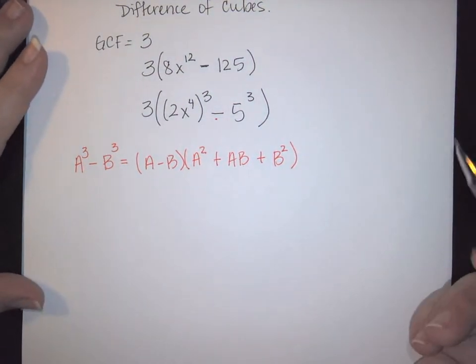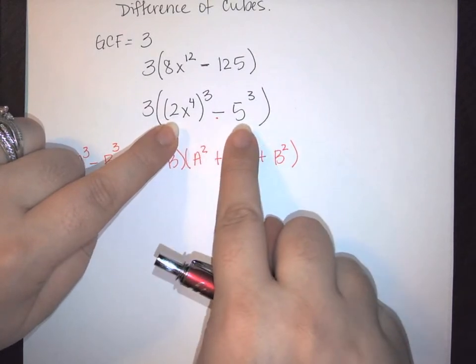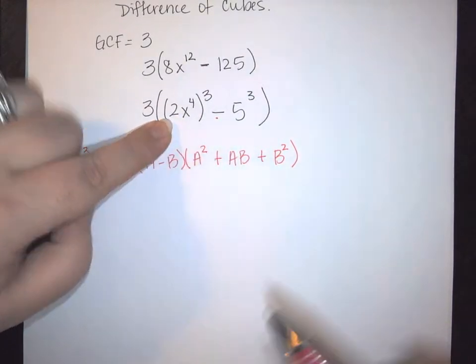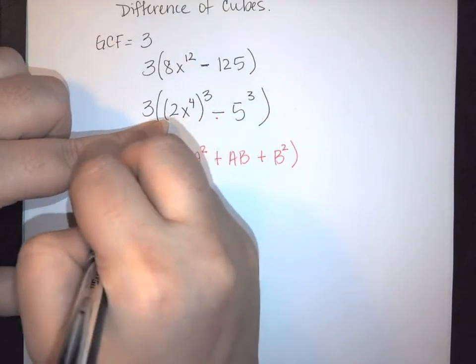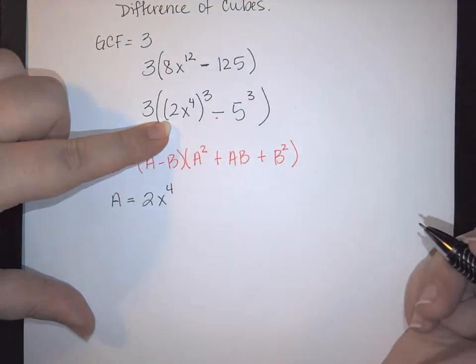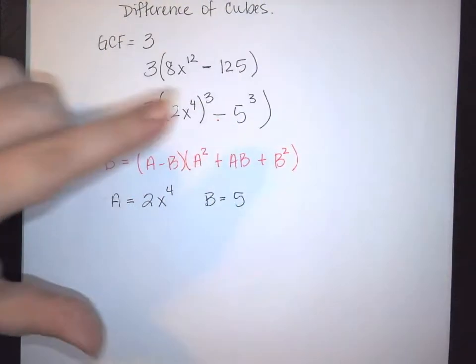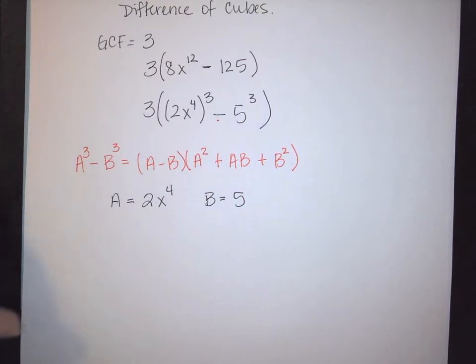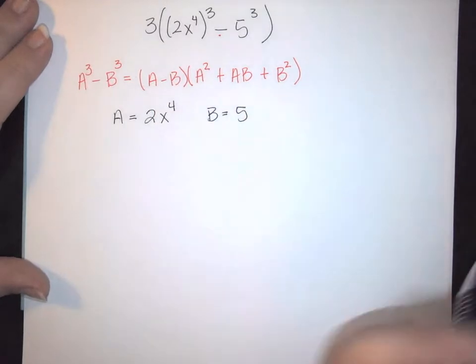So what we have to do is identify the a and the b. So we're looking at just these values in here. And here my a is going to be representative of 2x to the 4th. My b term is going to be represented by the 5. So what we have to do is simply plug into our formula.